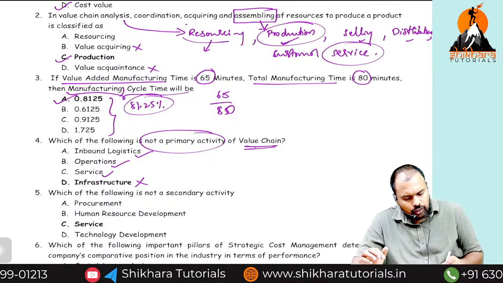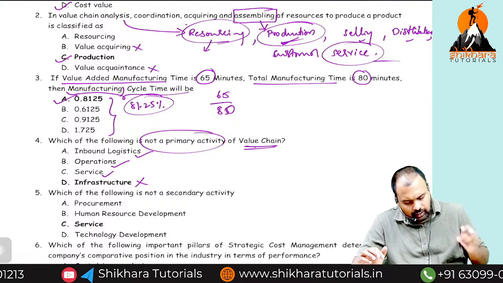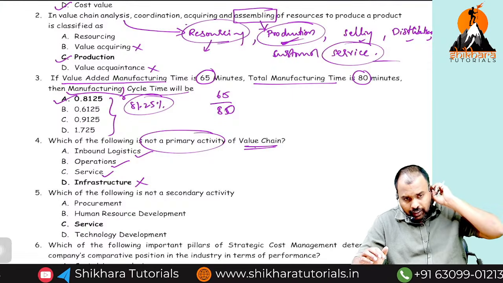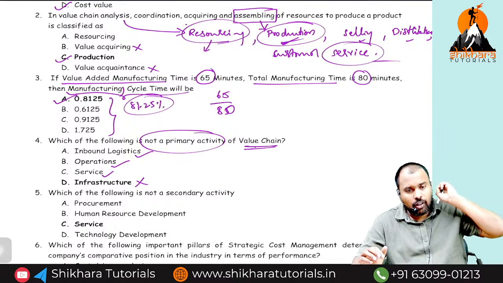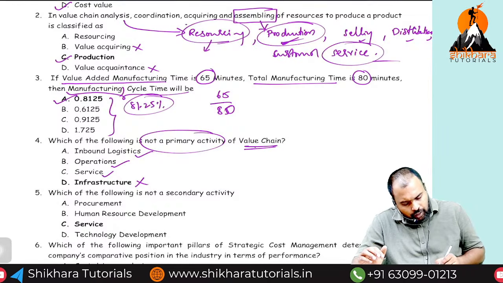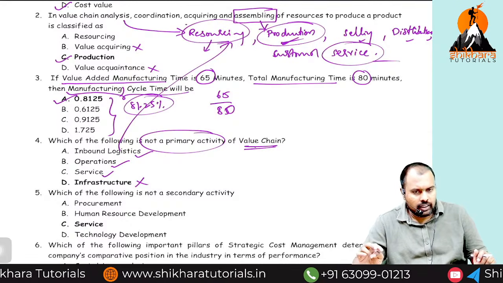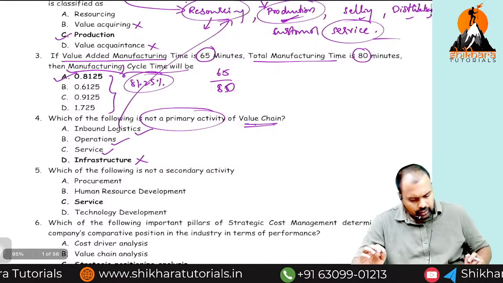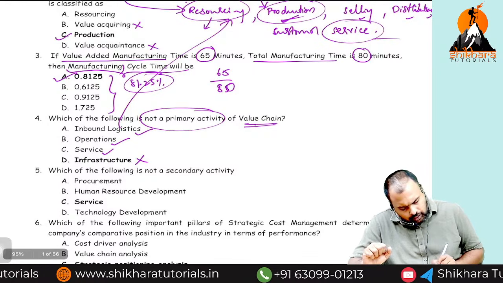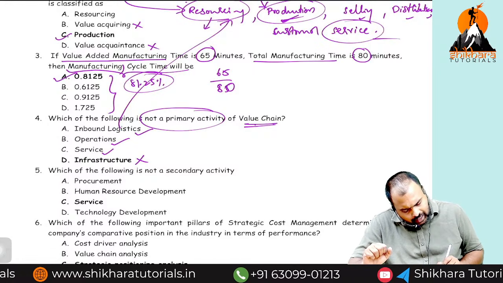First arranging all those things, producing, selling, distribution, services. So whenever we are resourcing, inbound logistics comes under resourcing. It is one of the examples of resourcing. Bringing raw materials is called inbound logistics. So infrastructure is not a part of the value chain. Now, which of the following is not a secondary activity?